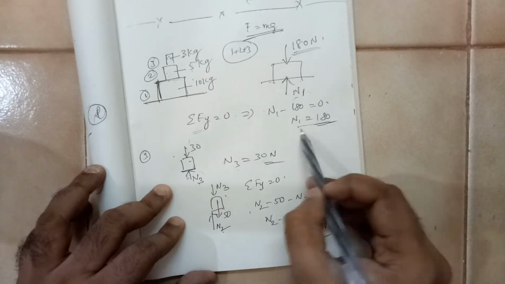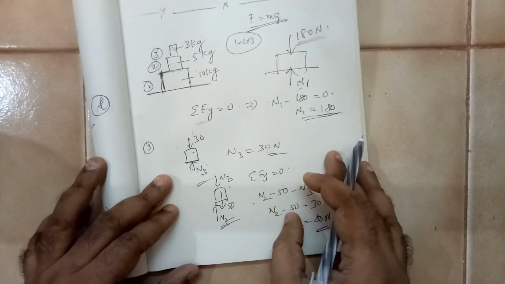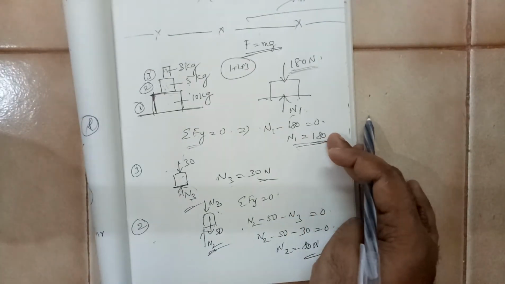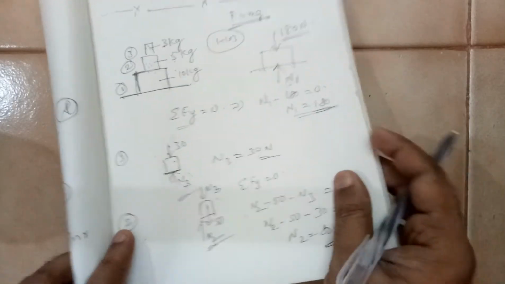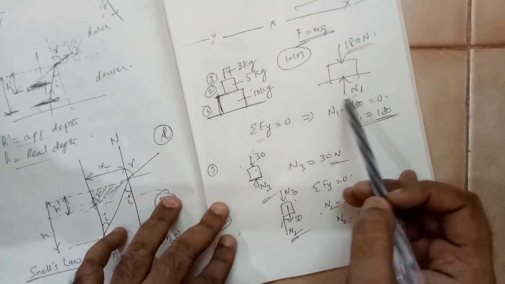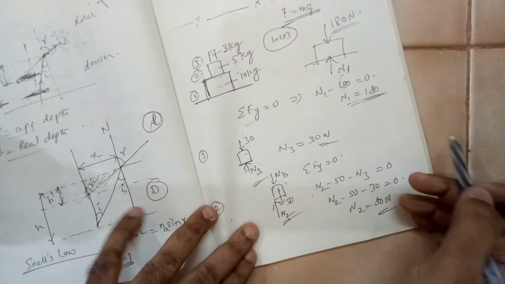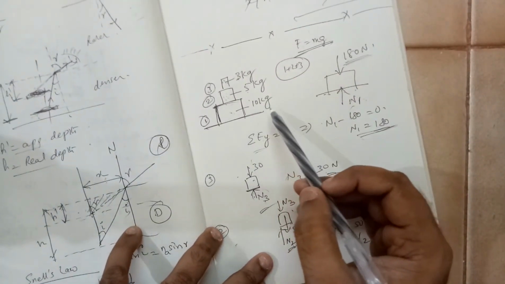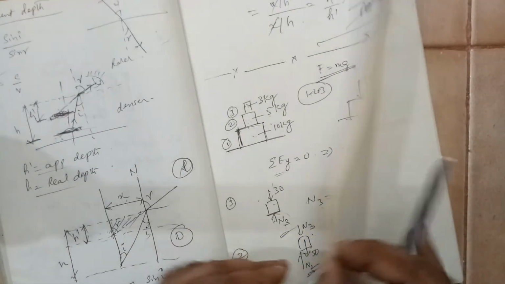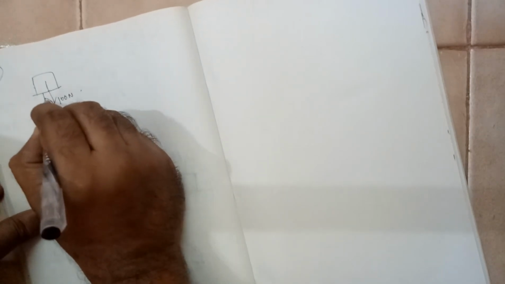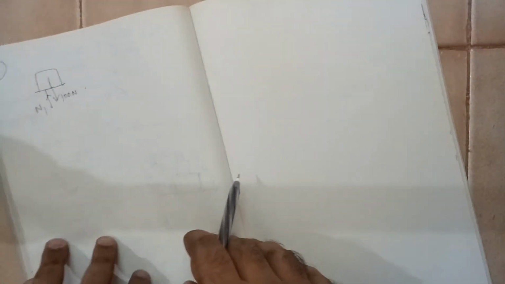So you have worked out the N1 value, N2 value and N3 value. These are the normal reactions between the blocks. Now let us draw the free body diagram of block 1. How will it look? Block 1 is 10 kg, so 100 newtons is acting in the downward direction. Let us say some N1 normal reaction is acting in the upward direction, right?